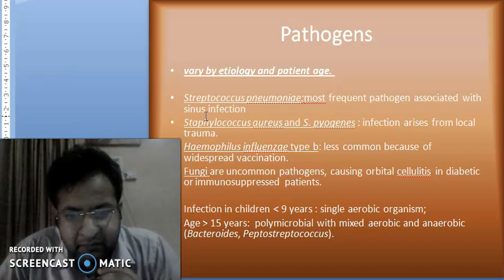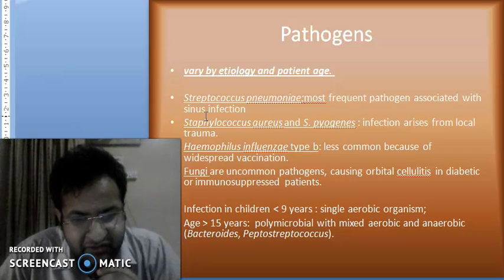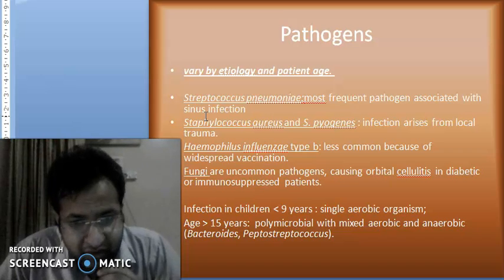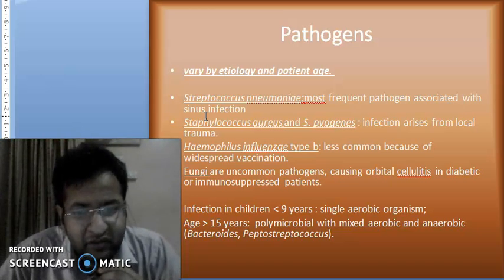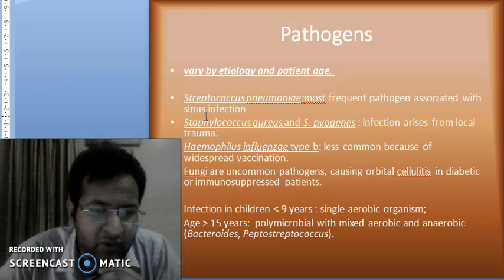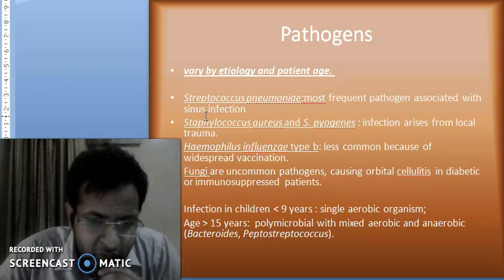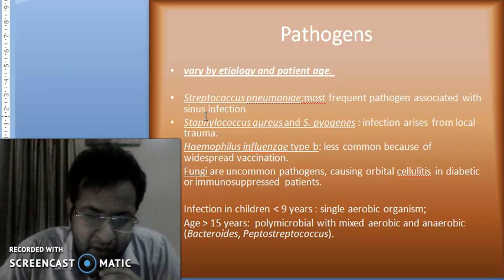Haemophilus influenzae type B is less common nowadays because of the widespread vaccination for the same. Fungi are the uncommon pathogens causing orbital cellulitis in diabetic or immunosuppressed patients, and the most common fungi is Mucor, Rhizopus, Aspergillus in the diabetic patients.